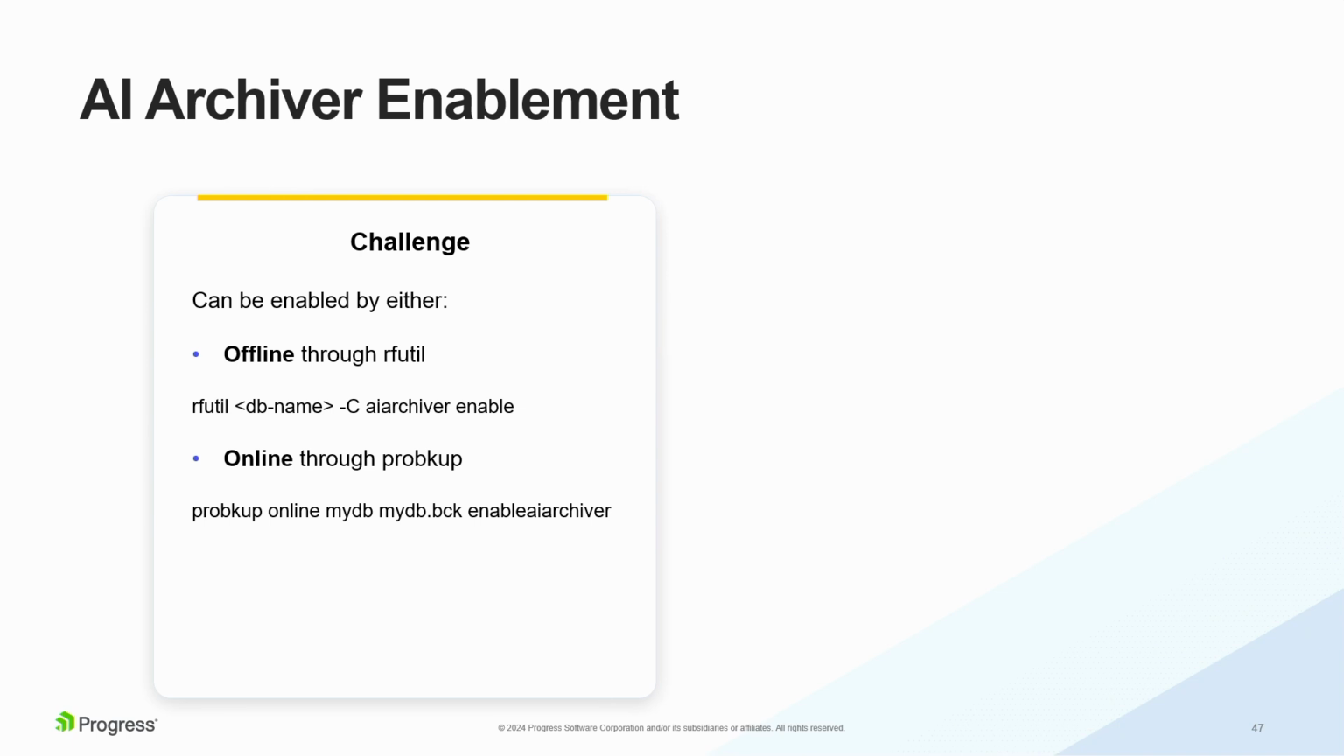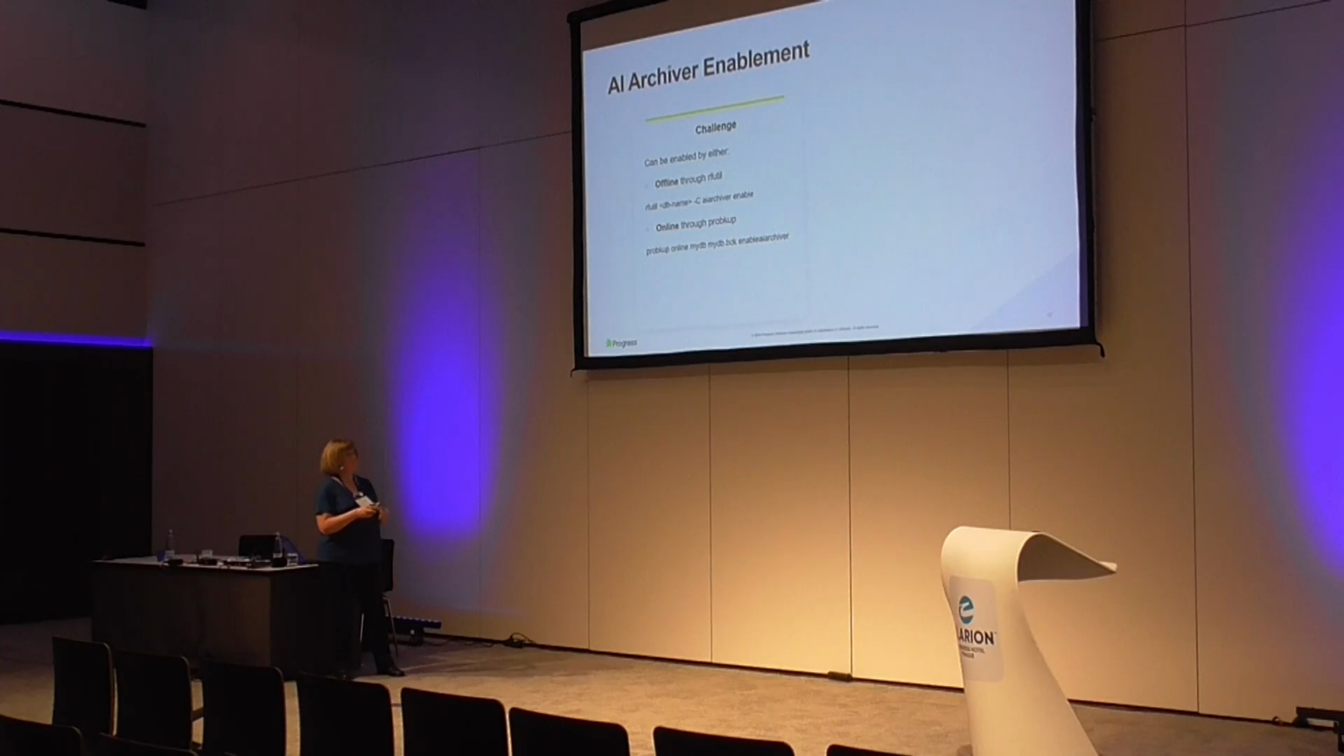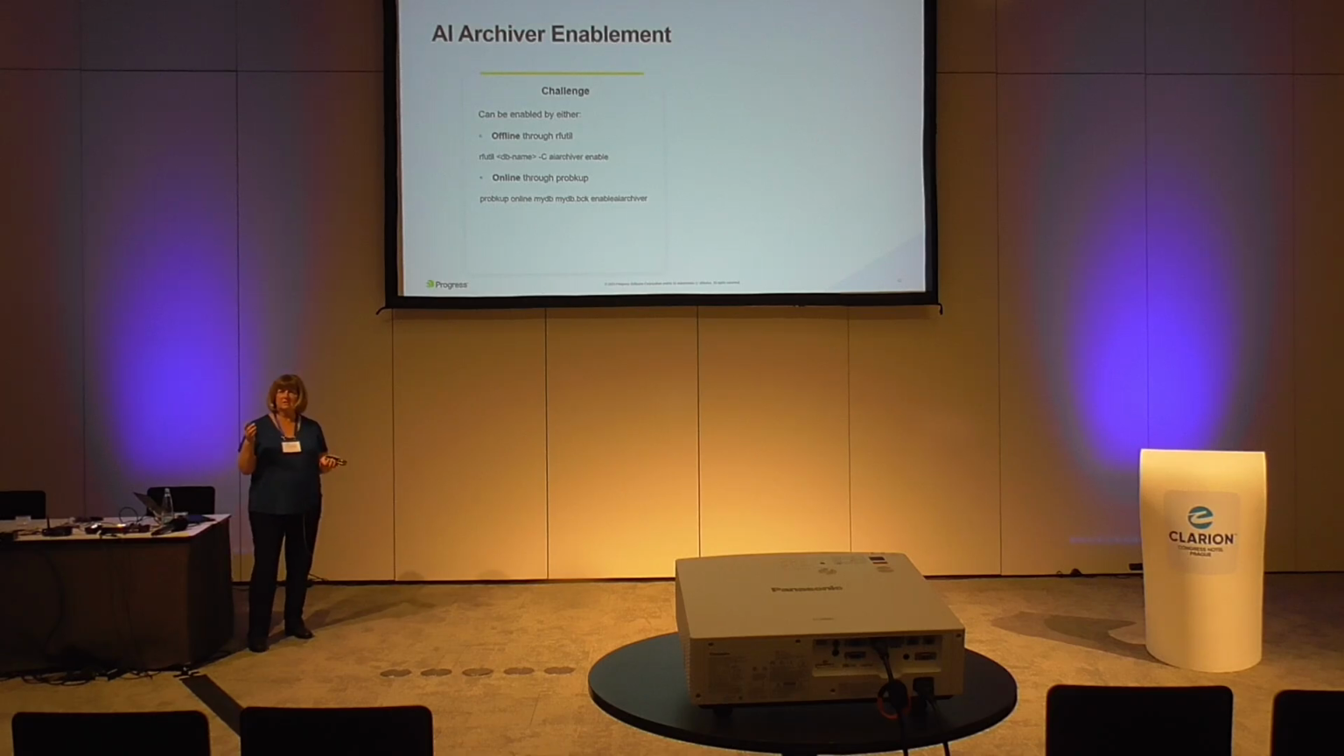AI Archiver. Enabling AI Archiver prior to our enhancement could be done in 2 different ways. One was we had an RFUtil enable AI Archiver command, but that had to be run offline, so it had to have your database down. The other is there was an extension on Pro Backup that on the end, it would, by the way, enable the AI Archiver. The problem is you have to go through a whole backup to do that. Even if you don't create the backup file, it still goes through the whole backup process. So we wanted to decouple those 2 things, enabling AI and doing the backup.